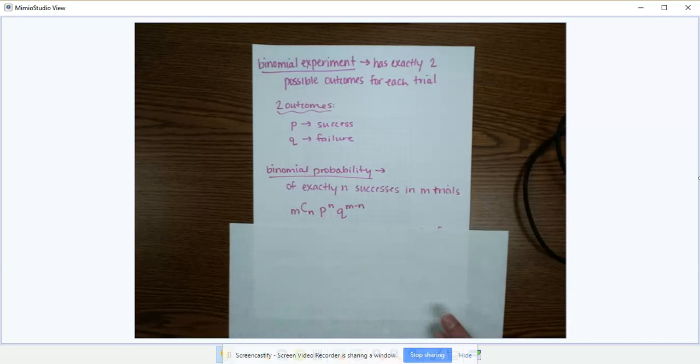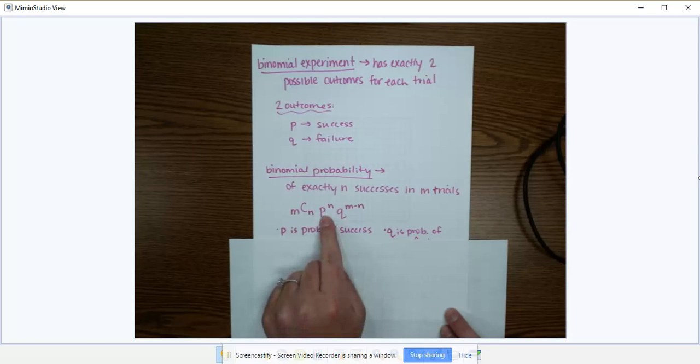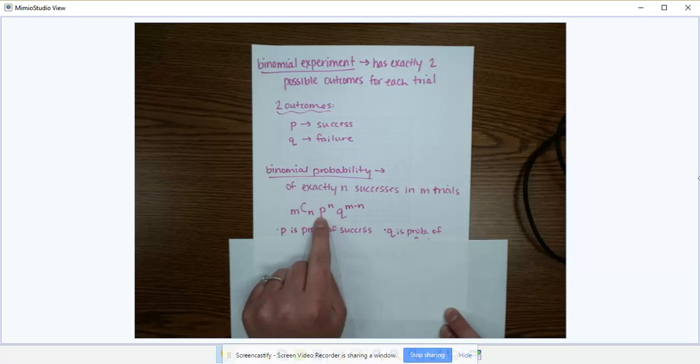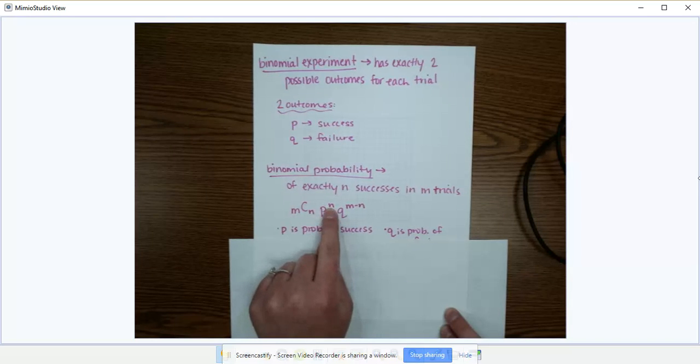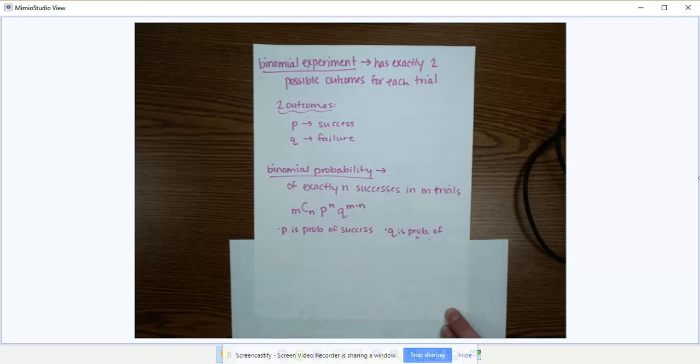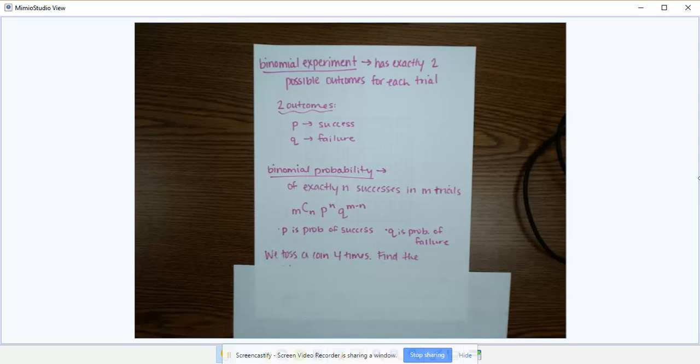p in this case, I think I put it down here, is the probability of our success, and q is the probability of our failure. Okay, we wanted n successes, so our probability of success is raised to that n power, and our probability of failure is raised to the m minus n, because we have m total minus our n successes would give us our failures. Let's do an example.